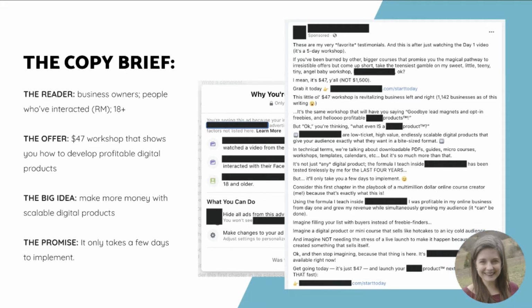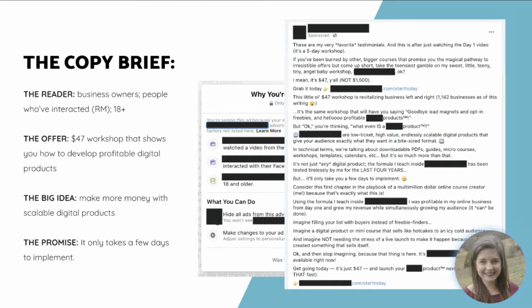Now, if we look at the Facebook ad copy, we can also assume that these business owners either want to launch a digital product, or maybe they've tried to launch digital products and they haven't been successful. So that is something we can reasonably assume as well. Now, the offer for this ad, so this is leading directly to a sales page, and the offer for this ad is a $47 workshop that shows you how to develop profitable digital products.